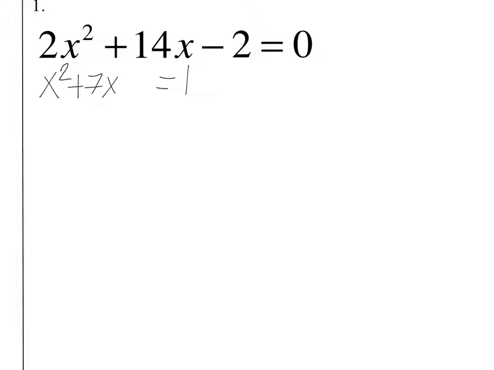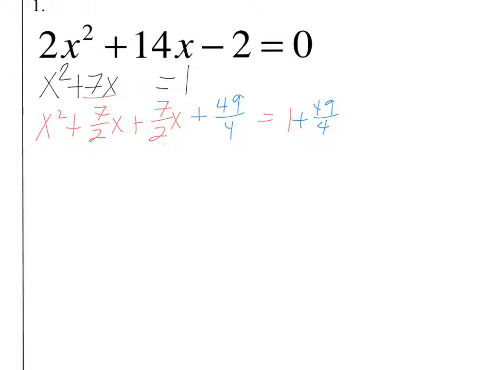Okay, next up I'm going to split up my middle term, and I've got x squared plus 7 over 2 x plus 7 over 2 x. That's equal to 1, and to that I'm going to multiply those things together, square that middle term split up. I'm going to add 49 over 4 to both sides.